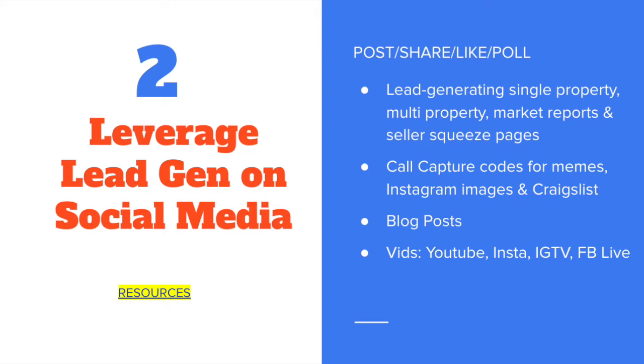So you can create call capture codes for your listings, for any kind of reply link, for an event, for a multi-property squeeze page list, like get your list of foreclosures in this area, or get your top 10 resources for FSBO list if you text this number. Any kind of creative way you can come up with.